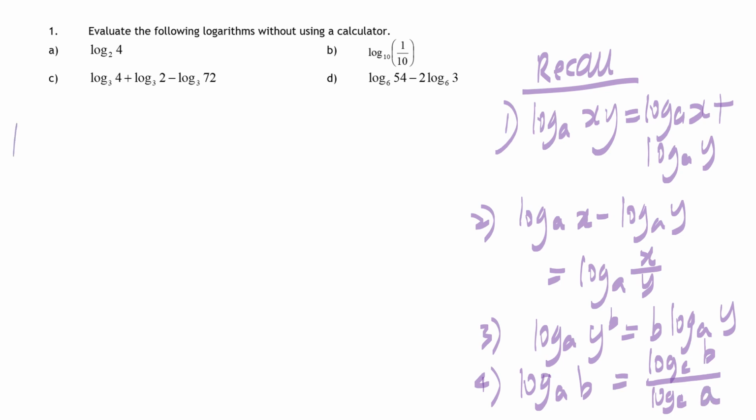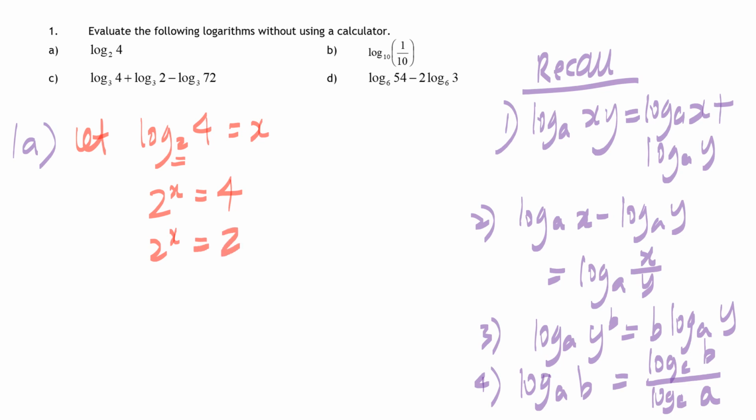Okay, let's look at 1a. There are two ways of doing it because it's just log 4 base 2. Some of you may like to let log base 2 of 4 equal x, and then you convert it into index form. Here the base is 2, so always start with the base: 2 to the power x equals 4. Then you can rewrite 4 as 2 to the power of 2. So therefore x equals 2, so log base 2 of 4 equals 2.